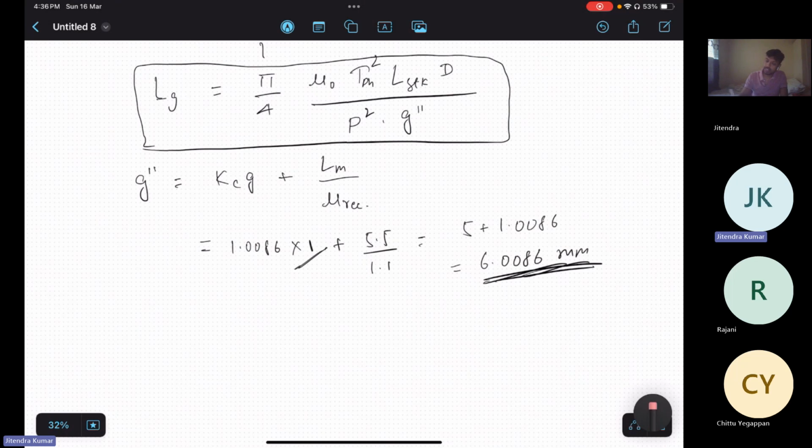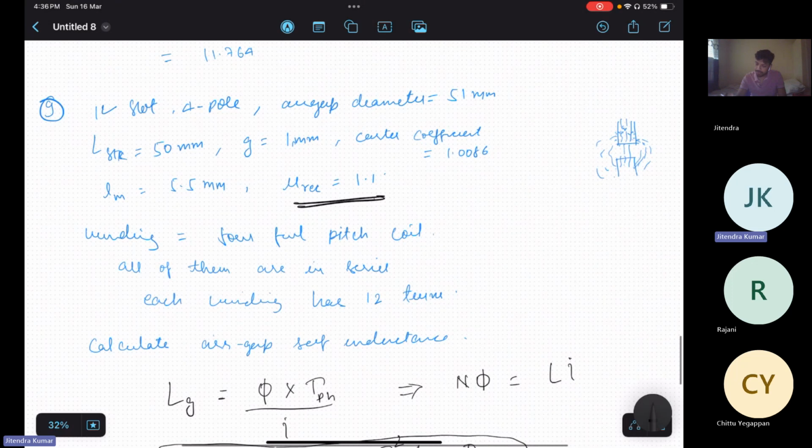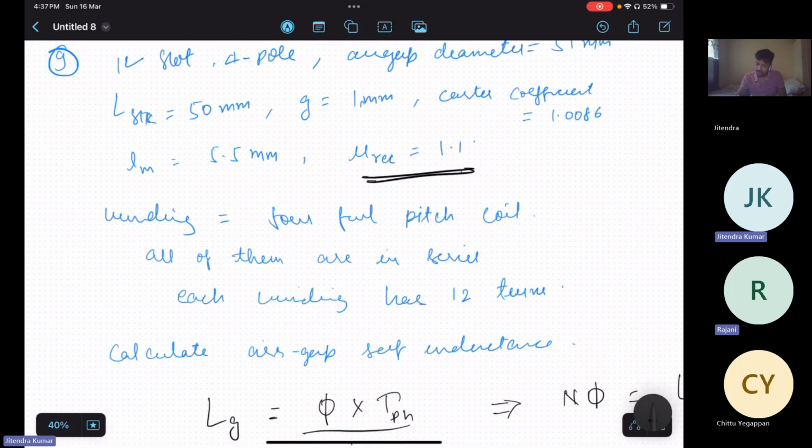Okay, now we can plug in this value of g double dash here. So we can calculate L is equal to pi by 4, mu naught is 4 pi into 10 to the minus 7, turns per phase. How much will be turns per phase? Each winding had 12 turns. Yeah, 12 turns. Each winding had 12 turns. So how much will be turns per phase?